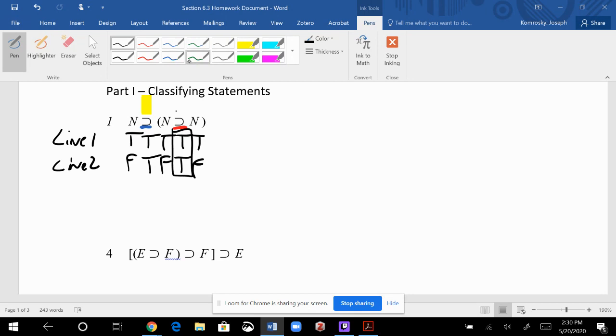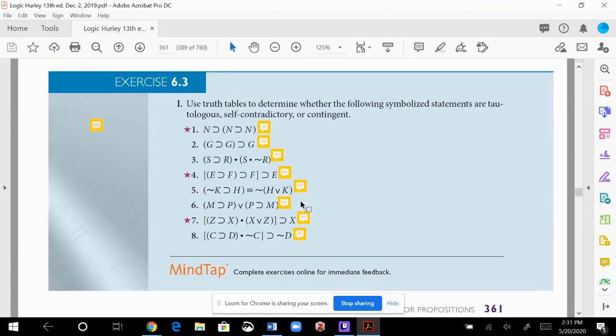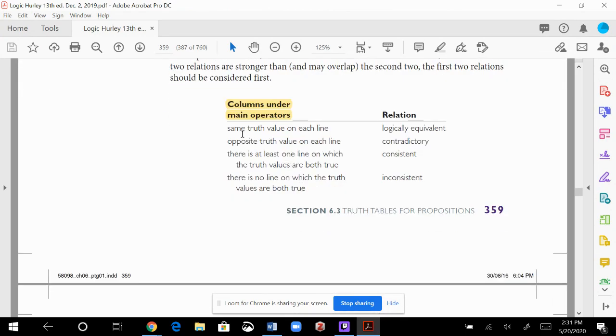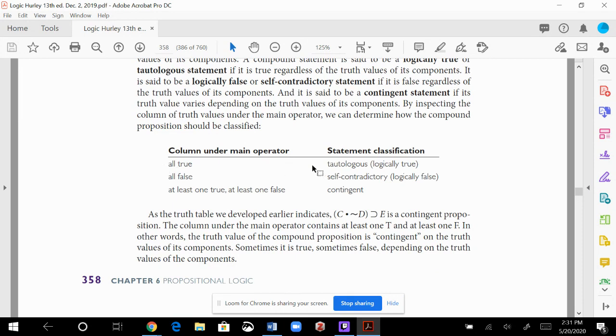Let's do this. You can use different colors if you want. So that would be the main operator, and we have a true and a true. And so what was that if we looked at Hurley? When we classify the statement and we look at all the values, are they all true? Yeah. So it's tautologous. So that's your answer, right? So we'll write taut.